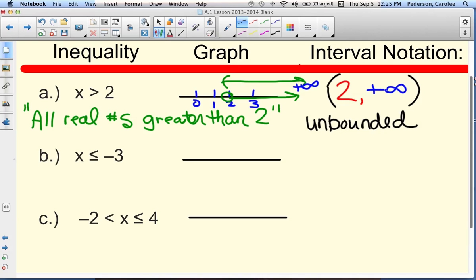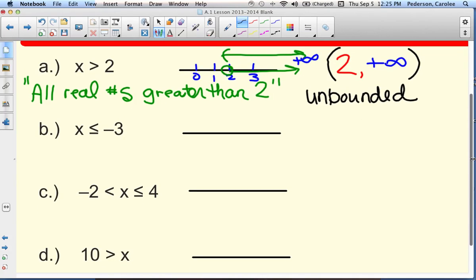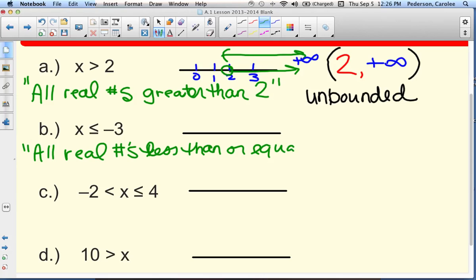Let's go on to example B. Example B, how you say this is x is less than or equal to -3. So you verbally describe it as all real numbers less than or equal to -3. Notice that that Pac-Man mouth or alligator mouth is eating the number, so it is less than. And it has a line underneath that inequality, so it is equal to that number.